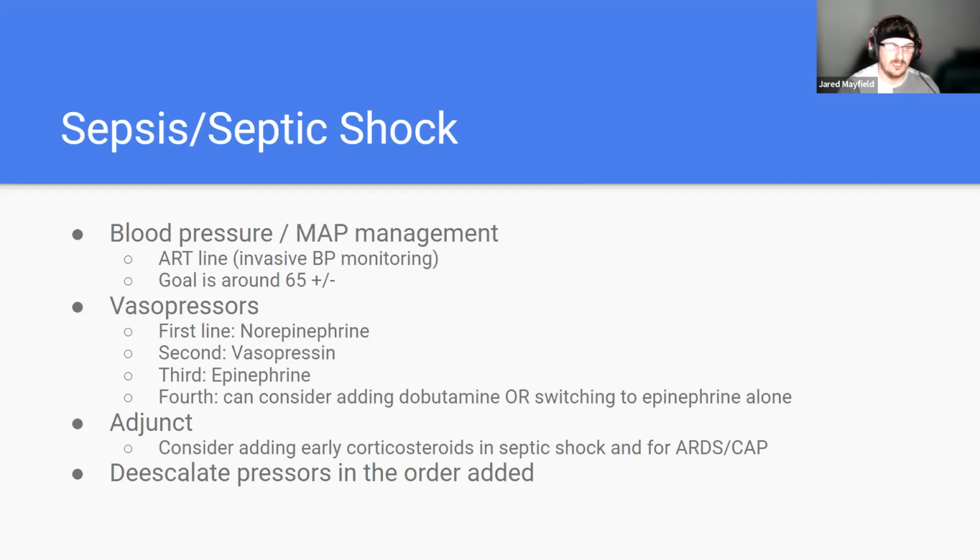If you suggest this in the ICU or maybe in the ED, you're just going to look like a star because this is like new guideline stuff. And then you'll also be asked when you want to de-escalate vasopressors, and it's in the order that it was added. So keep that in mind.